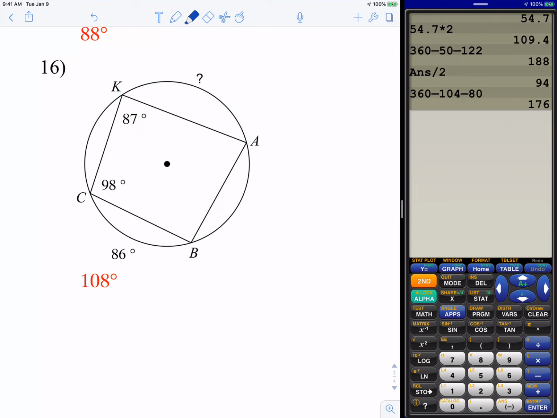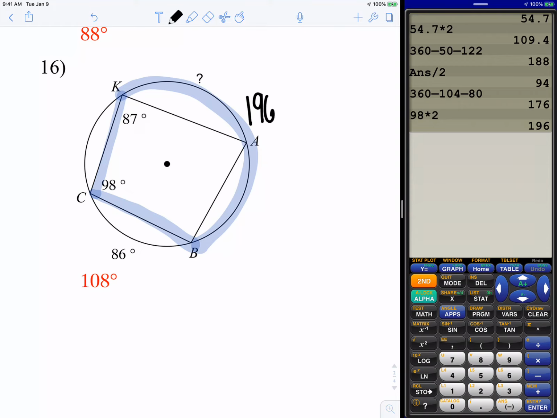So what I'll do is I'll start with the measures that I already have. And one measurement that I have is this angle right here. It is 98 degrees. So I know this arc's measurement. I just double 98 and I get 196. This blue arc is 196. But the question is, how much of it is the question mark? How much of that 196 is just from K to A? Well, I have some other information in this picture. I know that this angle is 87 degrees.